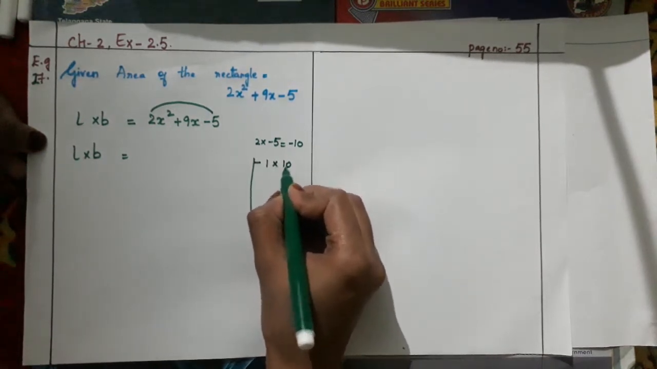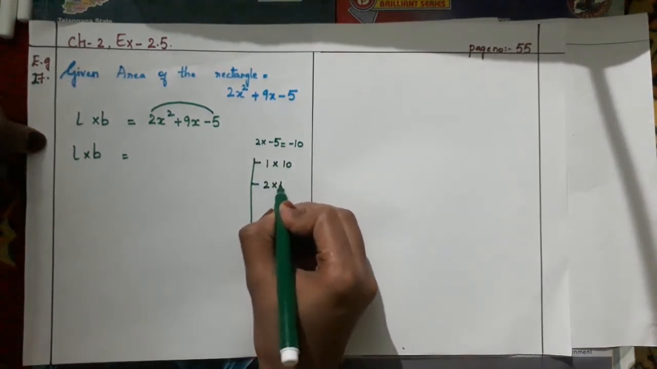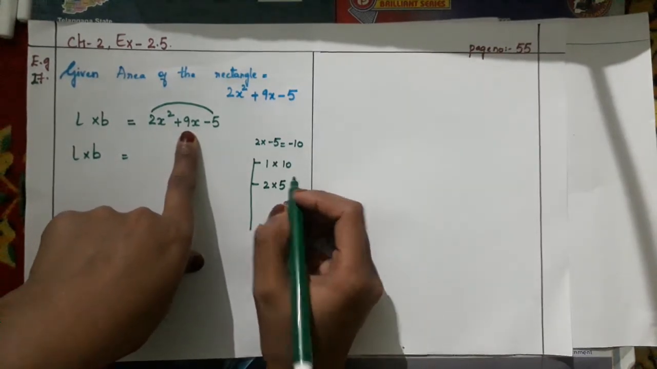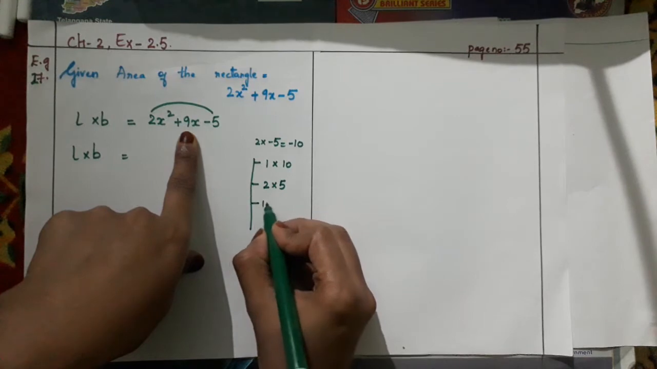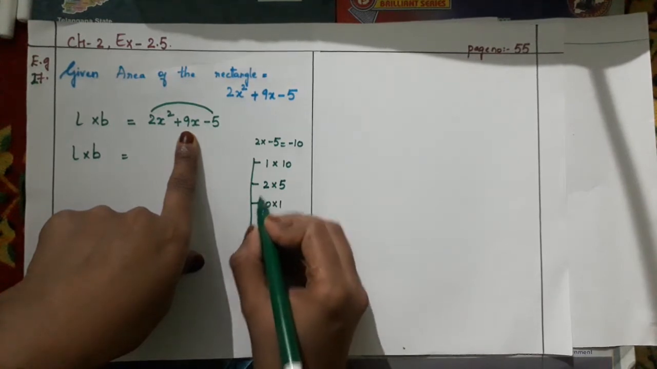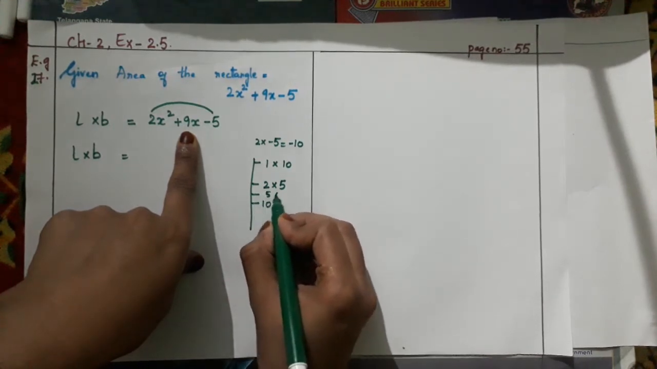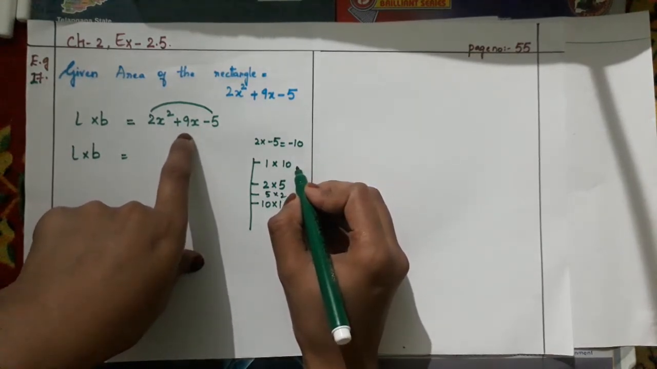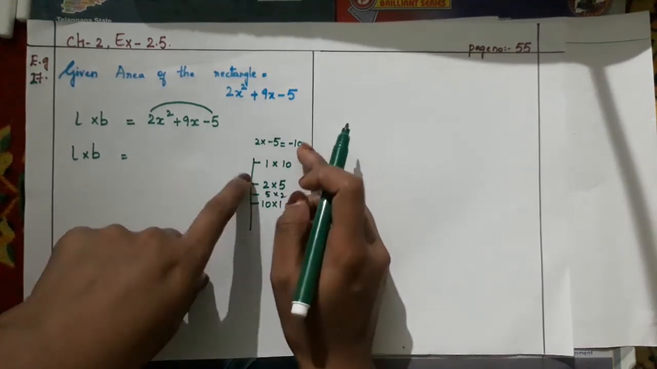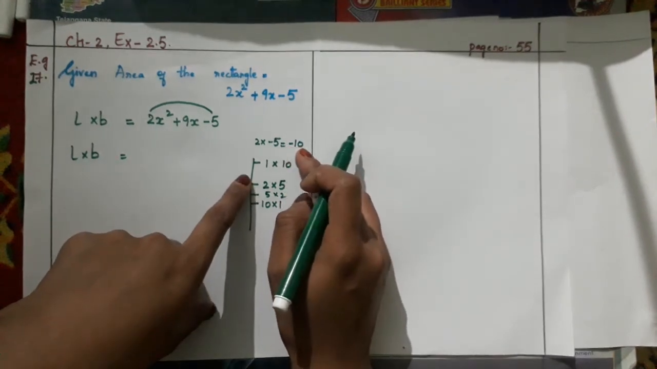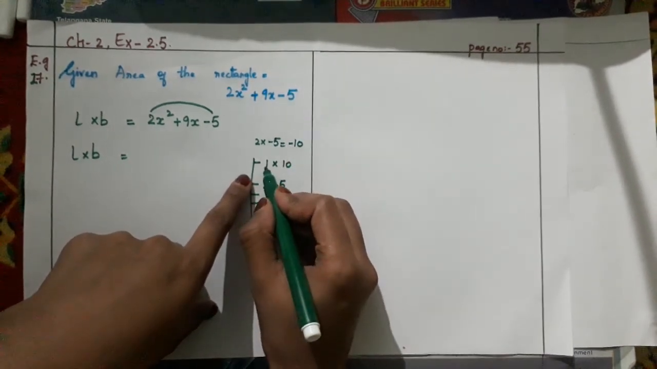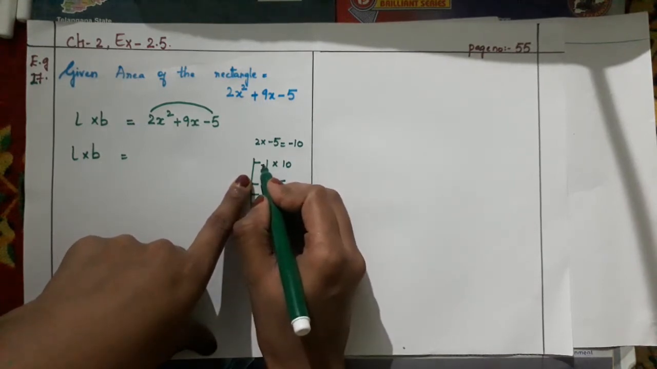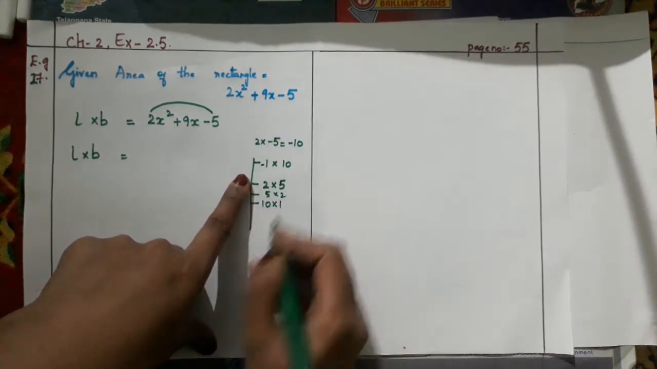1 tens are 10, 2 fives are 10. When we multiply, we should get 10, and when we add or subtract, what answer should we get? Plus 9. But when we multiply it, we should get minus 10. So, 1 into 10. I can write minus 1 plus 10 equals to 9.